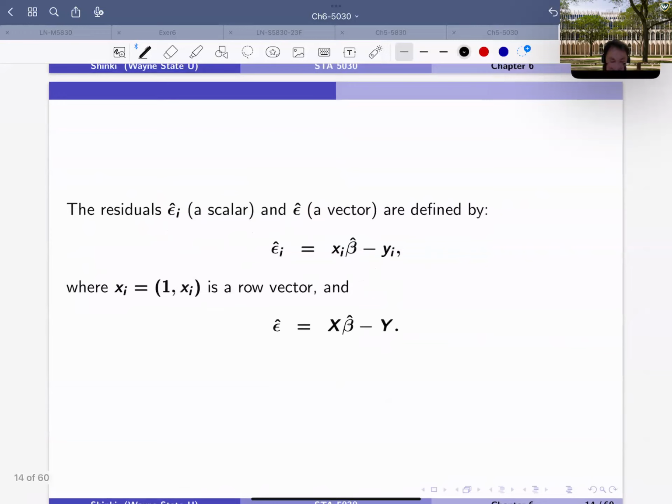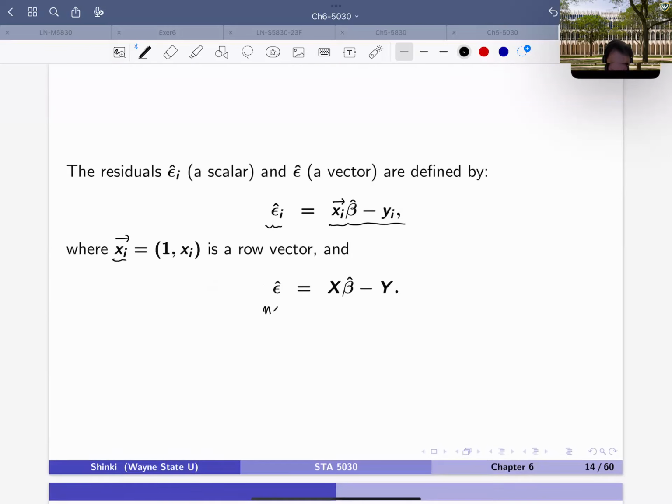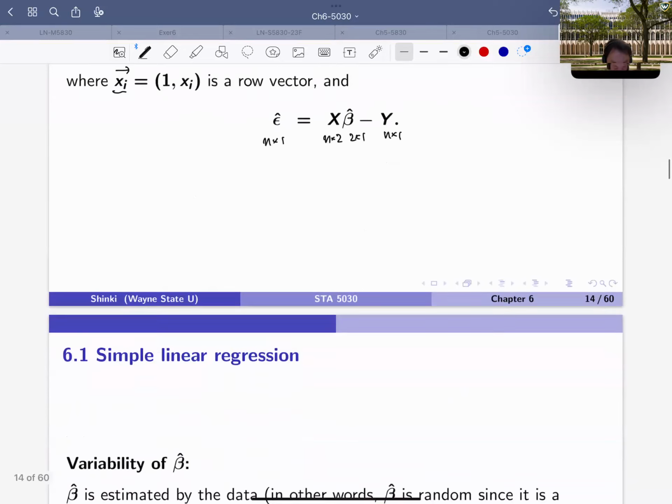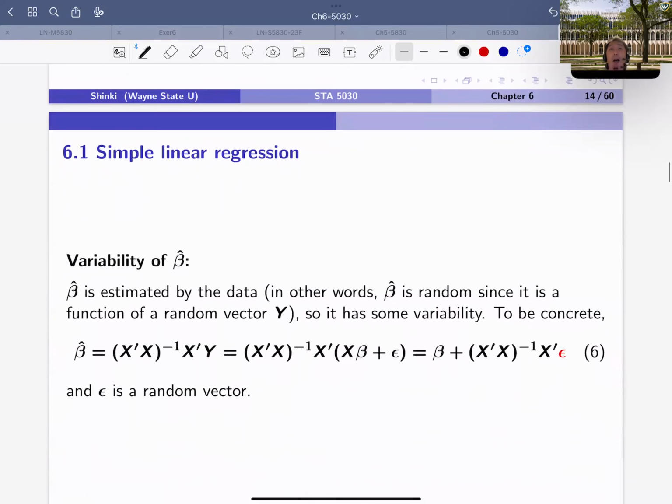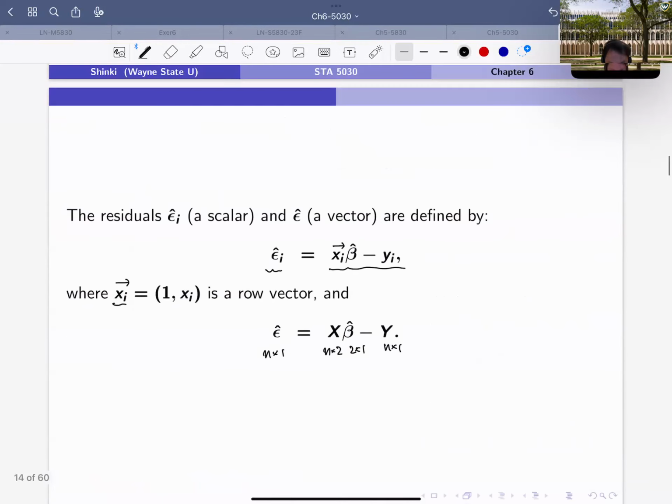And for the residual notation, we calculated the residual, and in matrix form epsilon i hat is this way, where x i is the vector, the pair of 1 and x i. Also in matrix form, all residuals, epsilon 1 hat to epsilon n hat, are calculated this way. X is an n by 2 matrix, this is 2 by 1, and this is n by 1. Any questions? I think it's already 7:45.